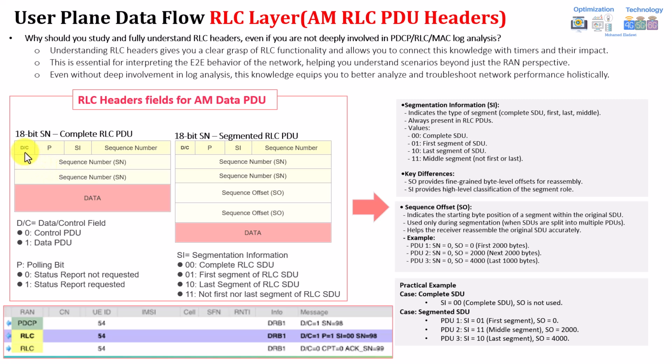This D/C field explains whether the data being sent from the RLC layer, from the transmitter to the receiver, is control or data. The reason is that control data is always prioritized over data. So if you have a control PDU and a data PDU transferred at the same time, the receiver and the transmitter will handle the control with more priority than the data. This will be explained as well.